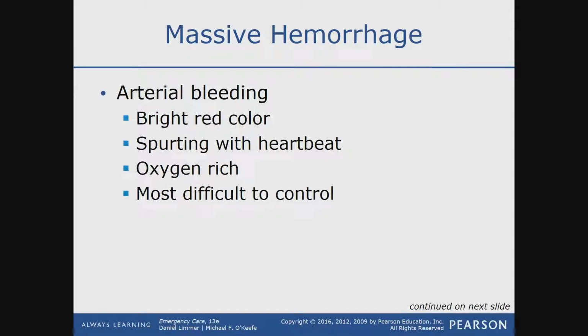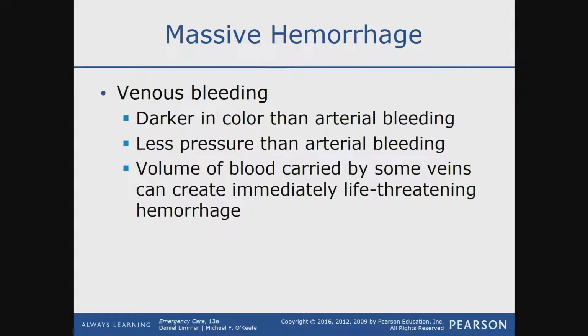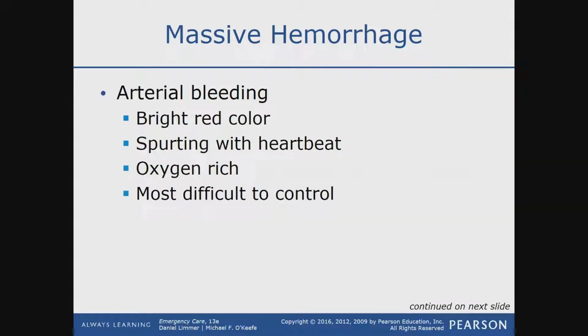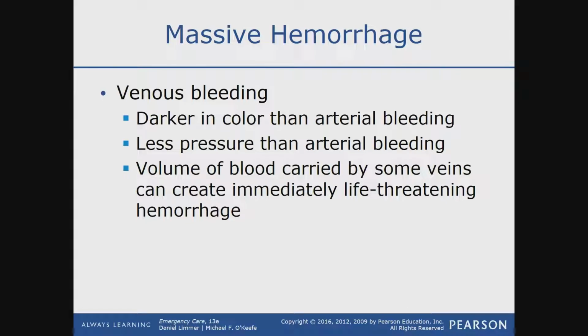Massive hemorrhage. I already talked about this, I'm not going to hit it up again. I went over all this in that one slide. It's talking about arterial bleed and everything that I already went over. Venous bleeds: the one thing that I did not cover was the fact that venous blood is going to be darker than arterial blood, and that's because of the lack of oxygen in the blood.